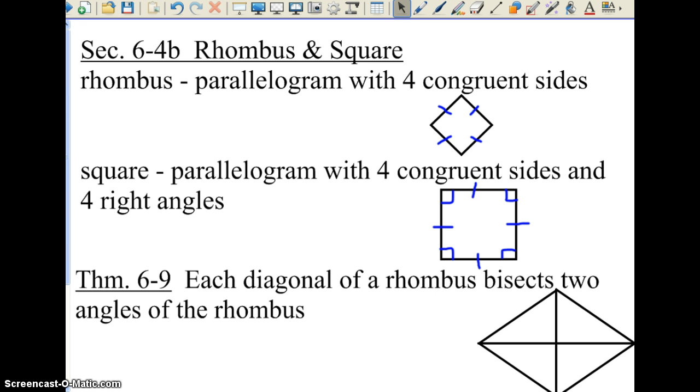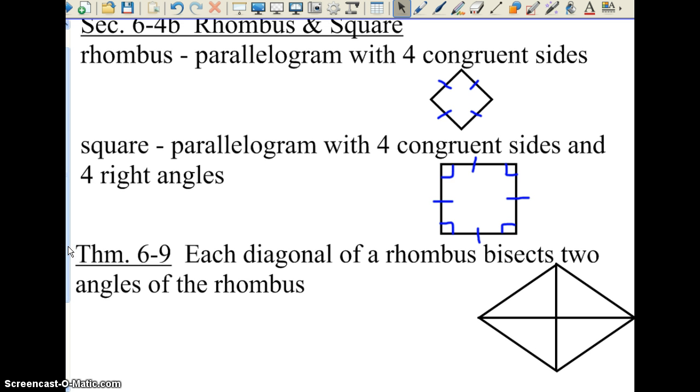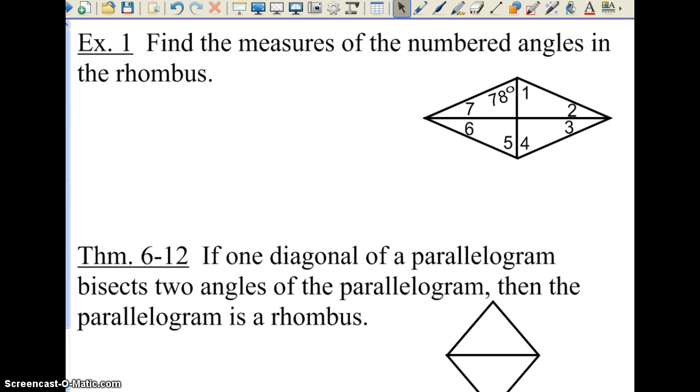Theorem 6.9, each diagonal of a rhombus bisects two angles of the rhombus. It cuts it in half, guys. Okay, that means these will be equal, and these ones will be equal. So know that it bisects the two angles of the rhombus. It says find the measure of each angle.